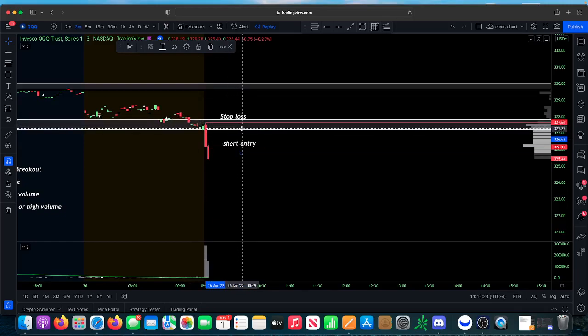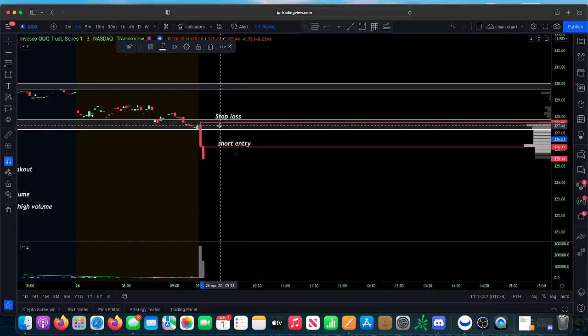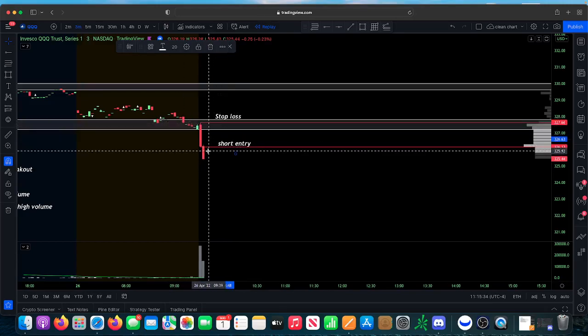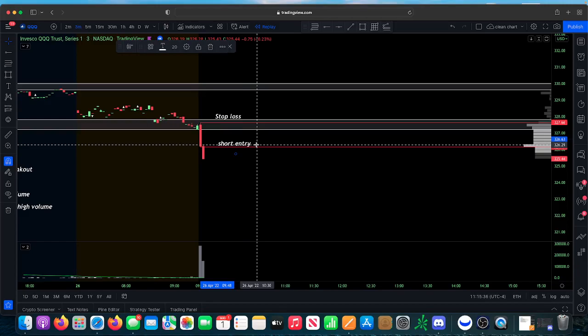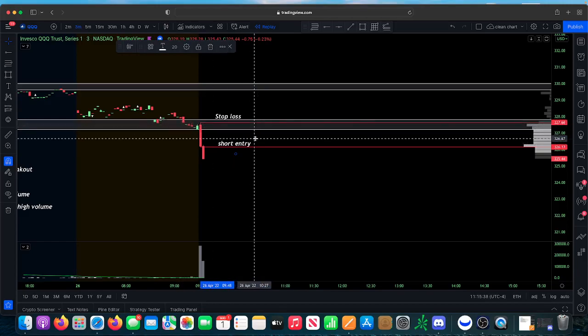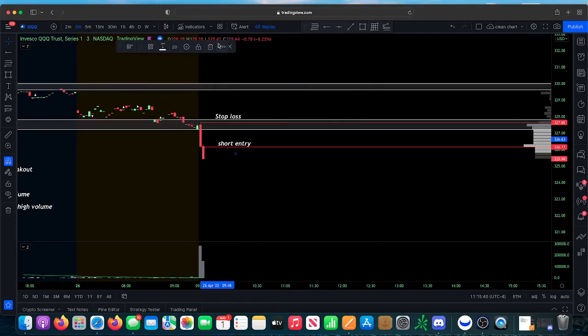And that's why when I'm orbing, I'm usually orbing with small size. I'm not going really heavy into this, because if it goes against you right off open, it's gonna mess up your whole trading day, right? All right, so let's see how this plays out. So we go short here.